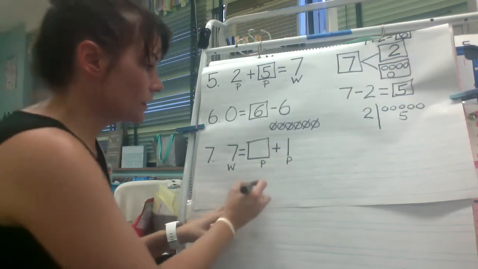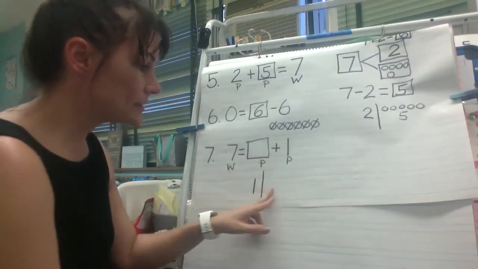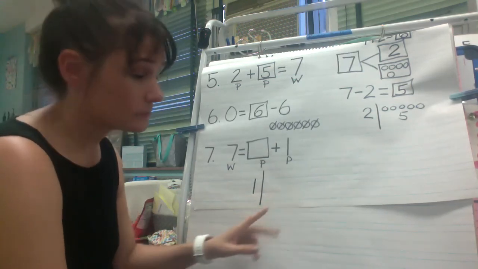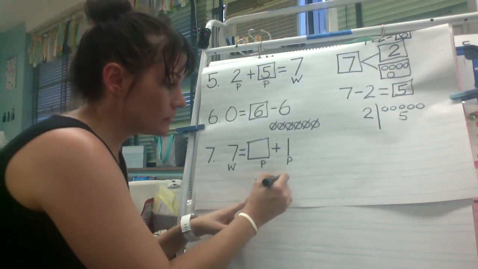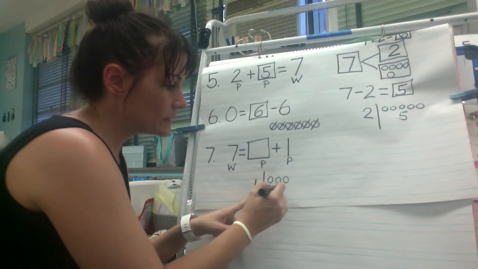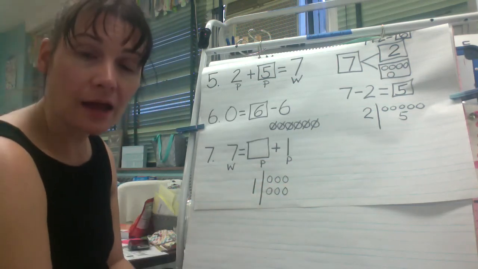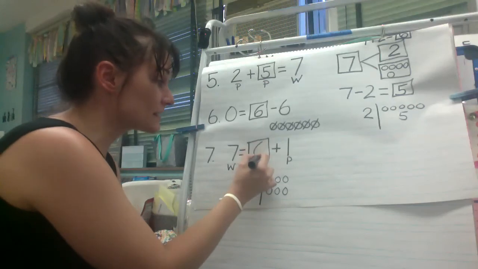If I have 1, how many will I need to count on to get to 7? Let's do it together. 1, 2, 3, 4, 5, 6, 7. How many did I have to add on? You're right, there were 6.